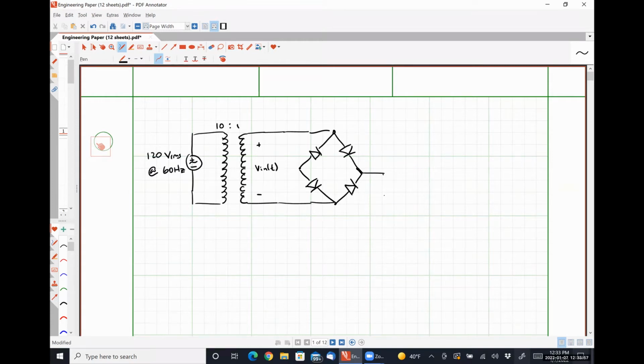And our load in this case is a 0.5 millifarad capacitor in parallel with a 100 ohm resistor. Then we take our output voltage across that network.